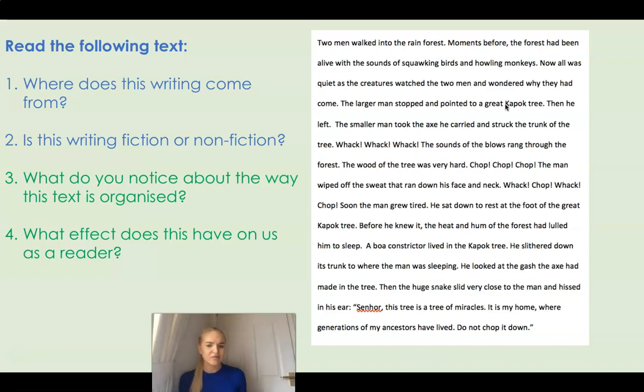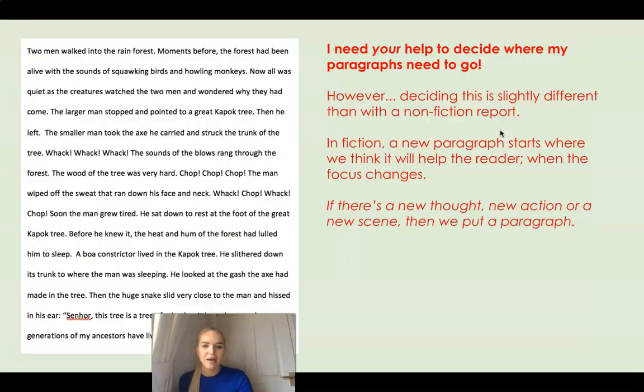What effect does this have on us as a reader though? Well, maybe if I'm reading it and I'm still reading, my eyes are kind of losing concentration because I can't see the break in what I'm reading here. There are no paragraphs, so it's making it really, really tricky for me to read. So we're going to have the mission today of trying to change this and really thinking about, well, how do I split this into paragraphs?